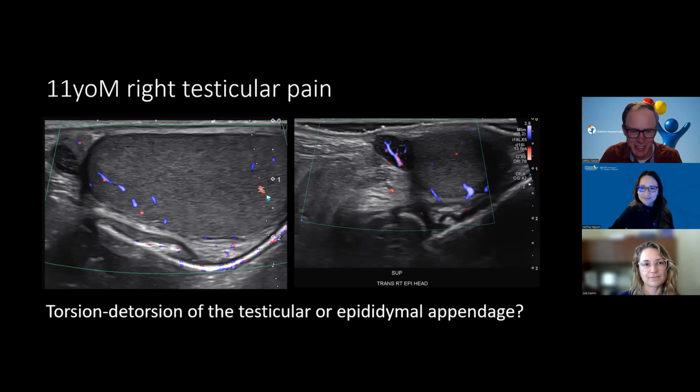I don't know if Judy, you've seen other cases, but I think that's probably my best guess of what these things are. When the appendage looks bigger than it is, these kids present with acute pain, but they still have flow within it. I'm in the same boat as you. I don't know exactly what to do with that.